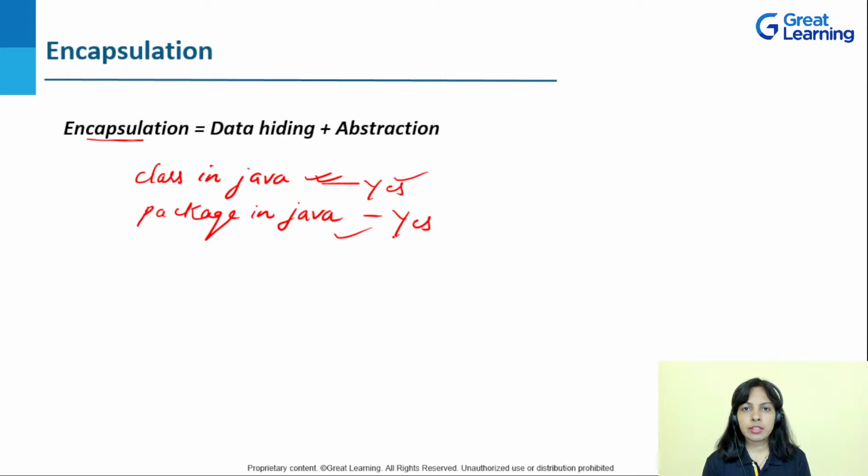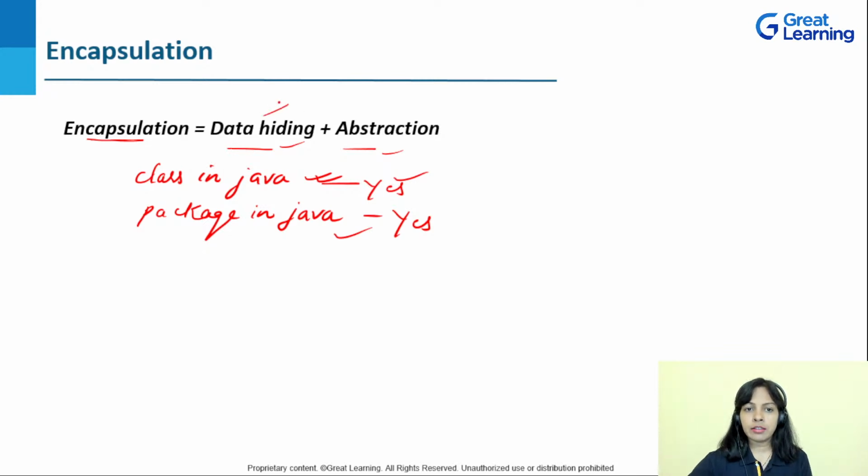Similarly, a package also does the same thing, it includes all the code inside itself. It's a folder kind of a thing. So a package is also an example of encapsulation. Now, in many places you will see encapsulation defined as data hiding plus abstraction. What is data hiding and what is abstraction? Isn't it similar to encapsulation? Yes, data hiding plus abstraction together is nothing but encapsulation.